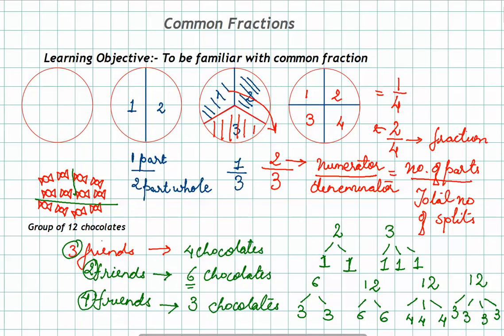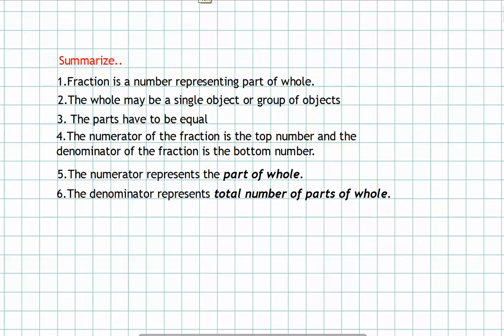So the concept of a fraction appears when you are dividing one single object, or a group of objects or things, into equal parts, in which the numerator denotes the number of parts and the denominator denotes the total number of splits of the whole. So to summarize this, a fraction is a number representing the part of a whole. The whole may be a single object or a group of objects. The most important thing is that the parts have to be divided equally.